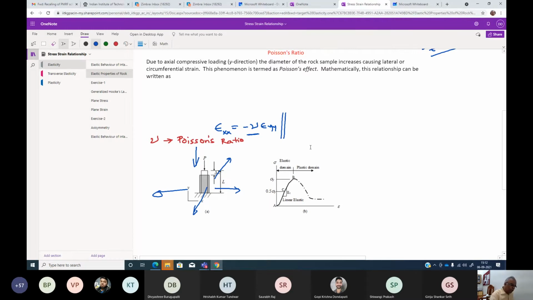And you already know what we call isotropy. I think last time I also asked you. Some of you answered. Isotropy is when these elastic properties are the same in all directions. Okay, then only we will call it an isotropic material.